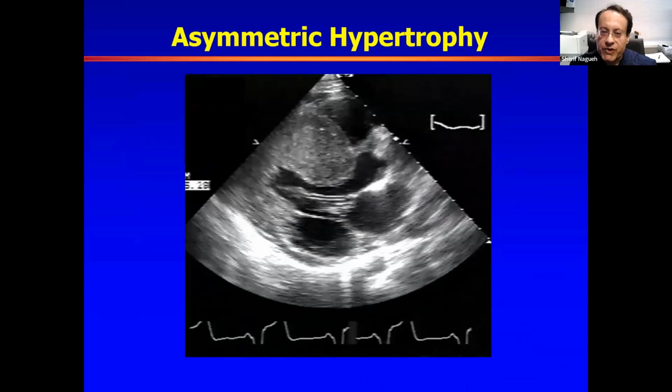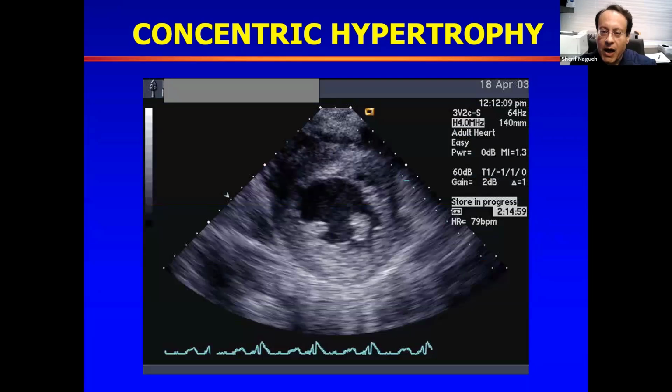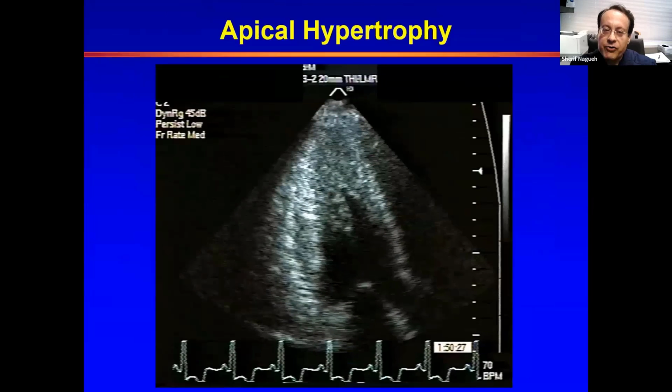Let's look at some examples. That's a case of massive asymmetric hypertrophy, a case of concentric hypertrophy where you see uniform increase in wall thickness all around the myocardium. Apical hypertrophy is one of the more challenging morphologies to identify, and it is possible if you have a patient where you're not concerned about too much attenuation, with the use of high-frequency transducers. You can see here very good resolution and identification of significant degree of apical hypertrophy.